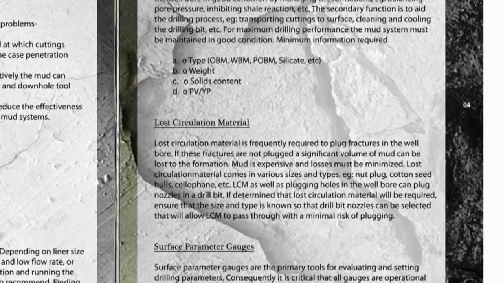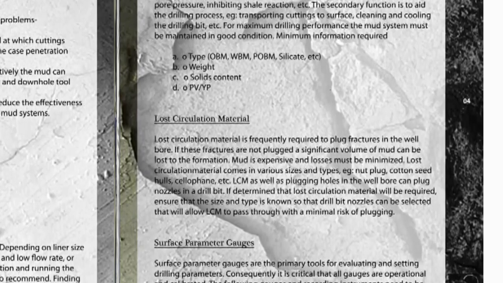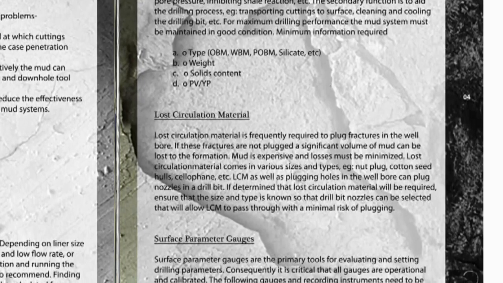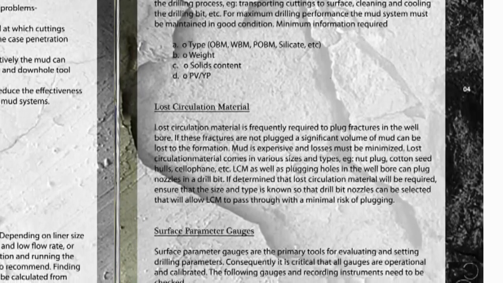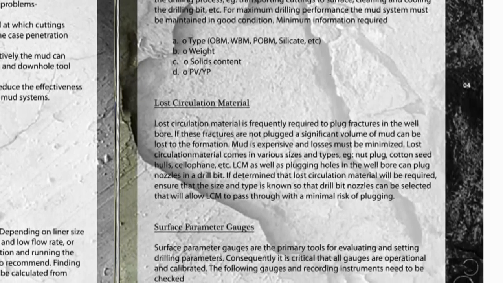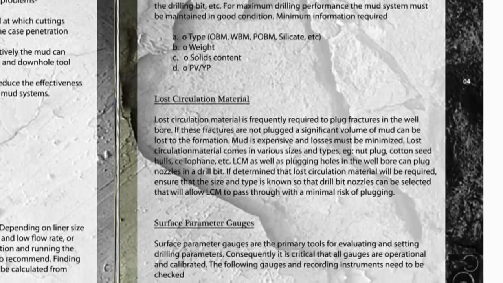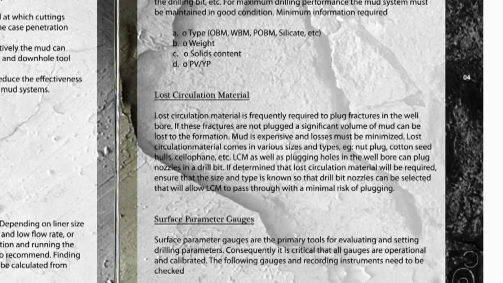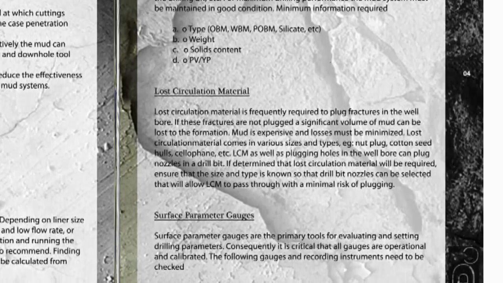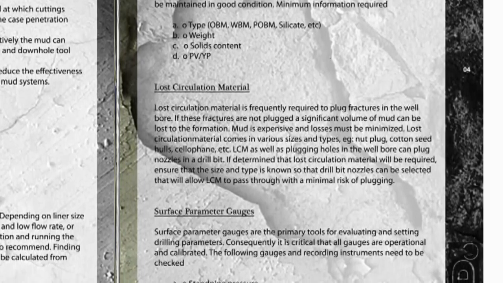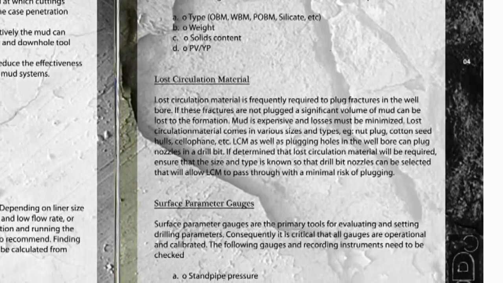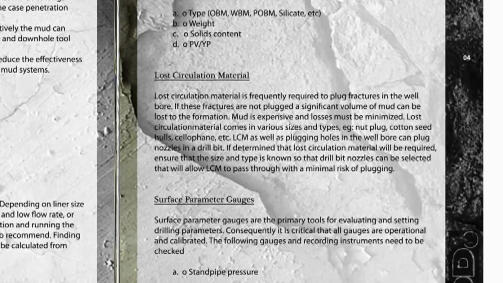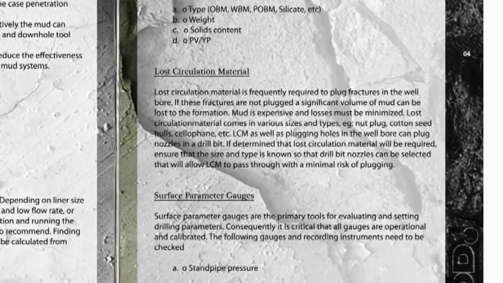Lost circulation material comes in various sizes and types, for example, nut plug, cottonseed hulls, cellophane, etc. LCM, as well as plugging holes in the well bore, can plug nozzles in a drill bit. If determined that lost circulation material will be required, ensure that the size and type is known so that drill bit nozzles can be selected that will allow LCM to pass through with a minimal risk of plugging.